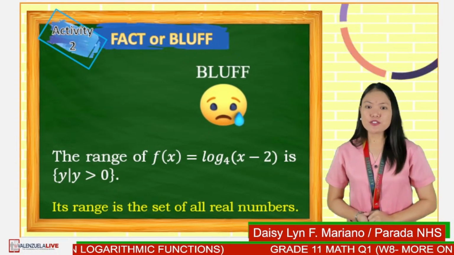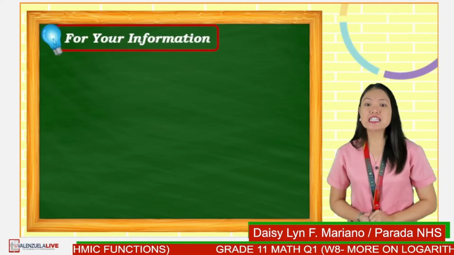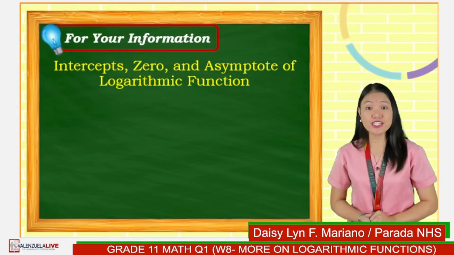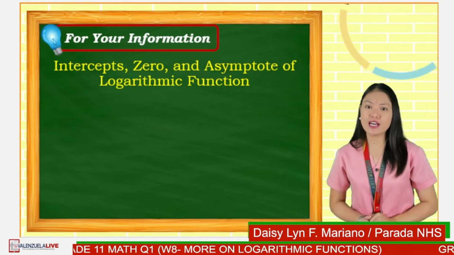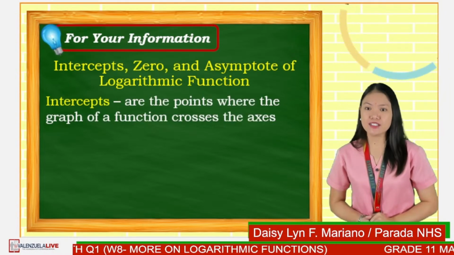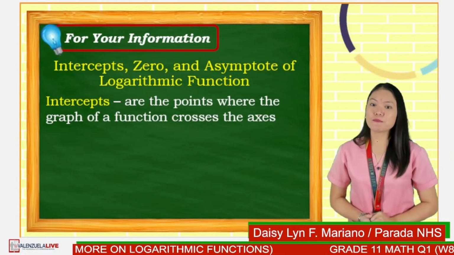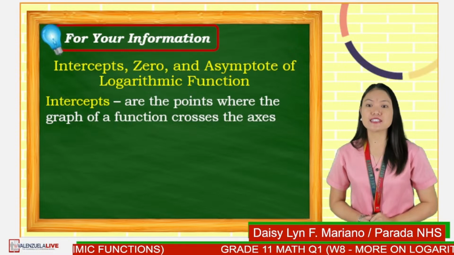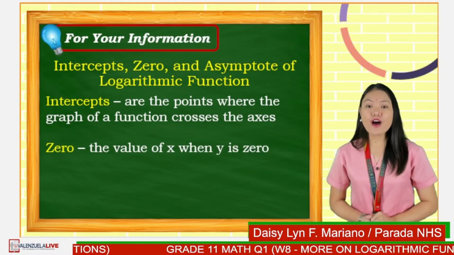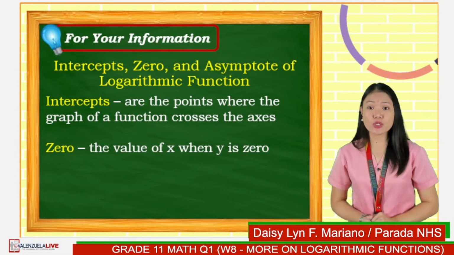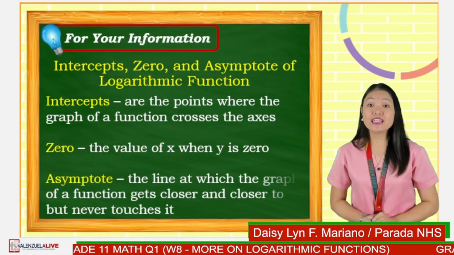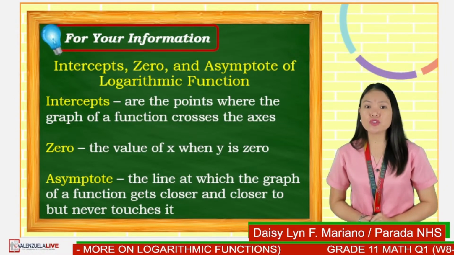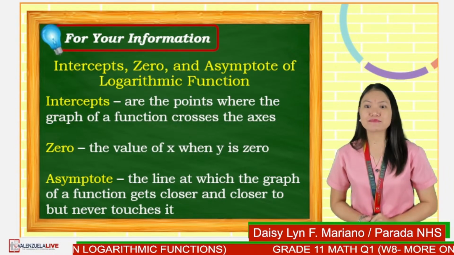Now, let us proceed to finding the intercepts, zero, and asymptote of logarithmic function by defining them first, then illustrating them using the logarithmic functions presented earlier. Intercepts are the points where the graph of a function crosses the axis. Zero, the value of x when y is 0. Asymptote, the line at which the graph of a function gets closer and closer to, but never touches it.